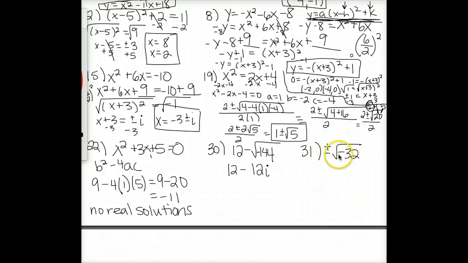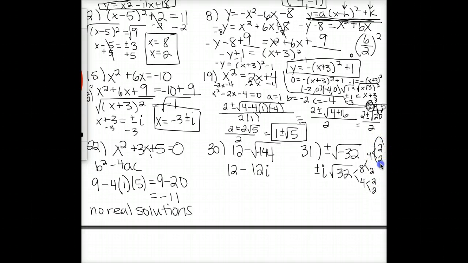In 31, I take the negative out by bringing out an i. So I've got i radical 32. 32 is not a perfect square like 144 was. So if it simplifies, I'm going to have to do work for it. So 32, if I break it down, is 8 times 4. 4, of course, is 2 times 2. This is 4 times 2 and 2 times 2.